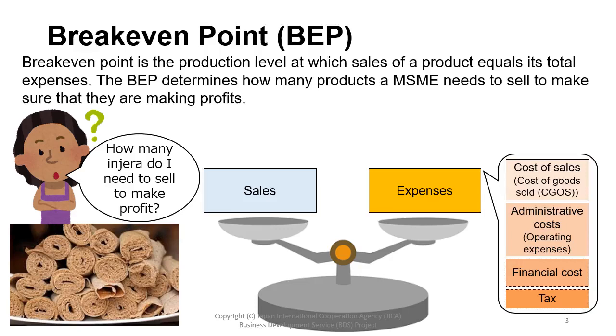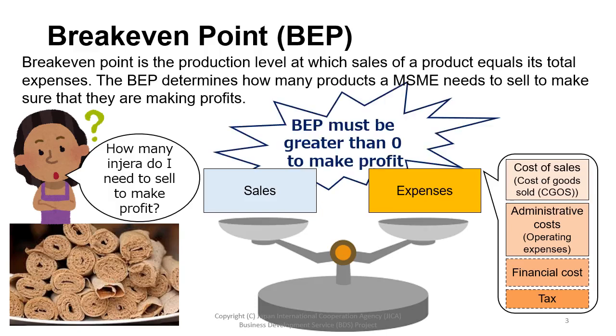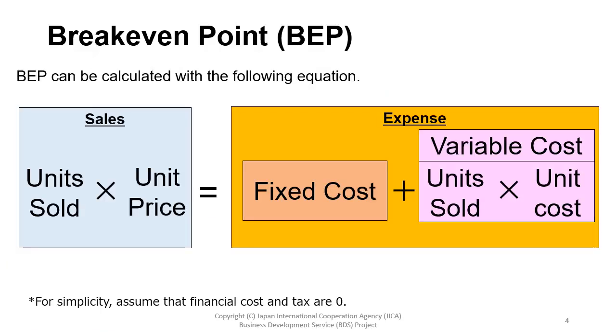In other words, Hannah has to yield higher sales than the BEP. The BEP determines how many products Hannah needs to sell to make sure that she is making profits. This is how your BEP equation can look like.